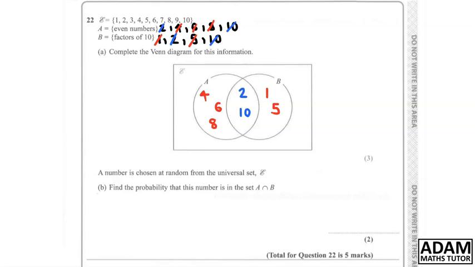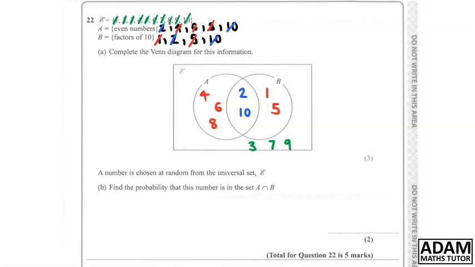And then outside of your sets or your circles, you need to write down all of the numbers that you haven't used so far. So we've used 1, we've used 2, 3 needs to go outside, we used 4, we used 5, we used 6, 7 needs to go outside, we used 8, and the last one we need to put outside is 9 because we used 10 as well.